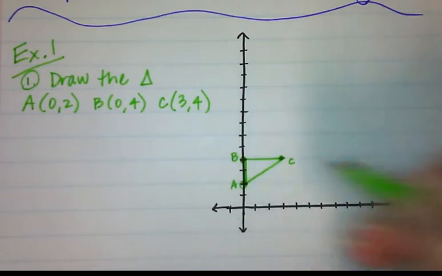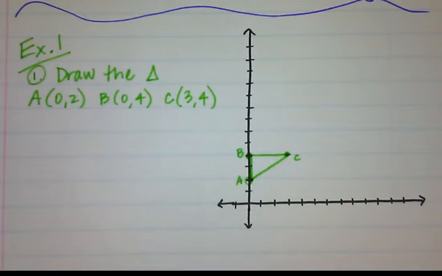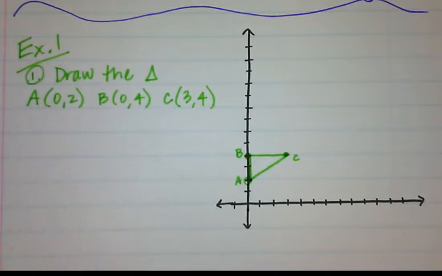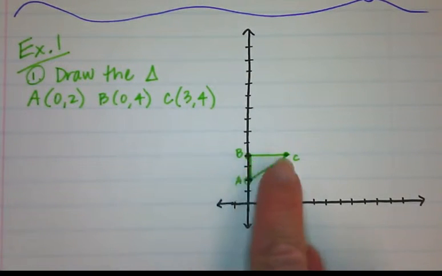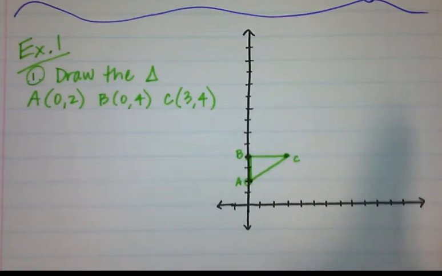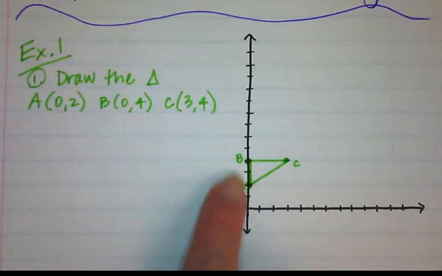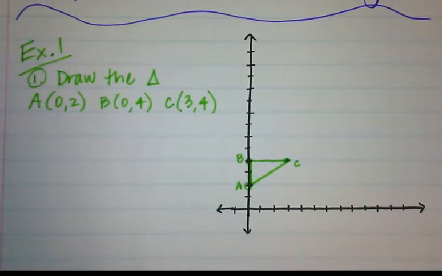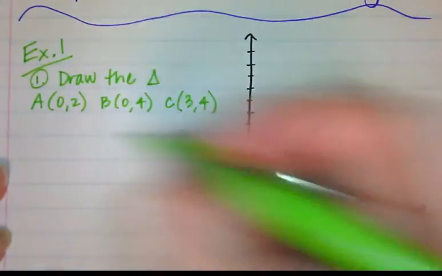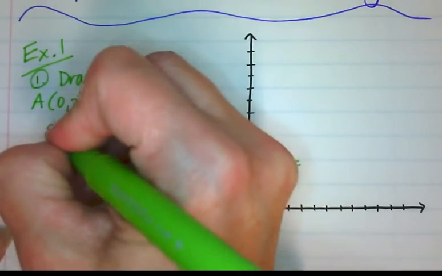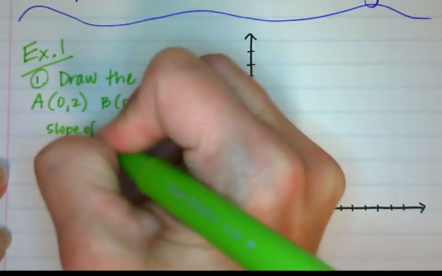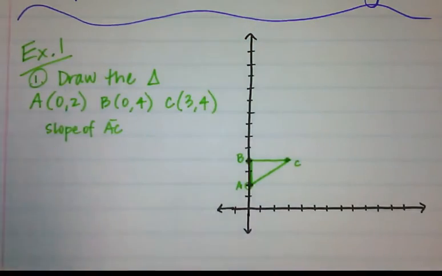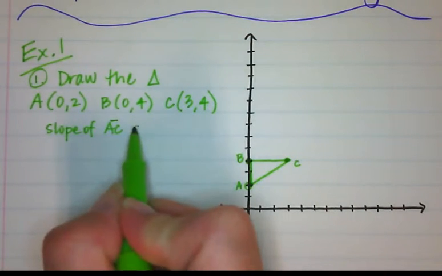Again, if I'm going too fast and you need to pause the video, then please do. Alright, so remember that we know that the slope of this piece right here is 0 because it's horizontal. And we know that the slope of this piece right here is undefined because it's vertical. So what we want to do is to find the slope of this side right here. So we want to find the slope of side AC. That's what we are looking for.